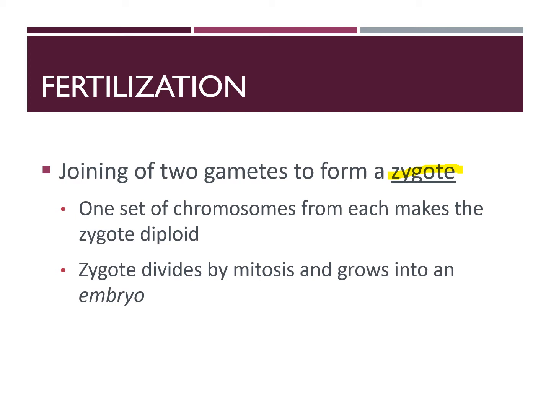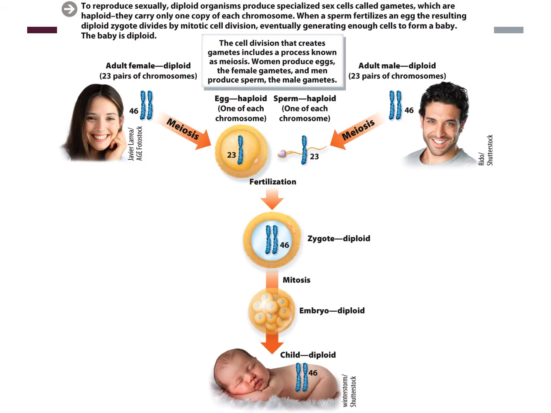And then as the zygote grows and divides, it is called an embryo. In human development, after about 8 weeks, it's then called a fetus. So here's 1 egg and 1 sperm from meiosis. Here's the zygote, single cell. And then the early stage of the embryo, it hasn't started taking any shape yet, but it's made of multiple cells. And then eventually it develops into the whole organism.